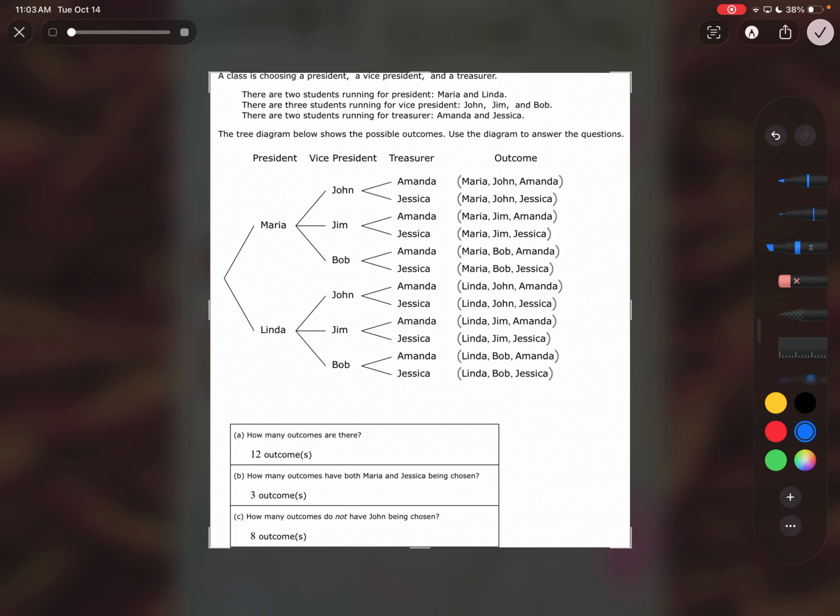So there's two running for president, Maria and Linda. And then there's three running for vice president. If Maria's president, then John, Jim, or Bob could be vice president. Or if Linda's president, John, Jim, or Bob could be vice president. So it goes through all the possible different options. And you've got two students running for treasurer. So this is all the different outcomes. A tree diagram breaks down and shows you all the possible outcomes.